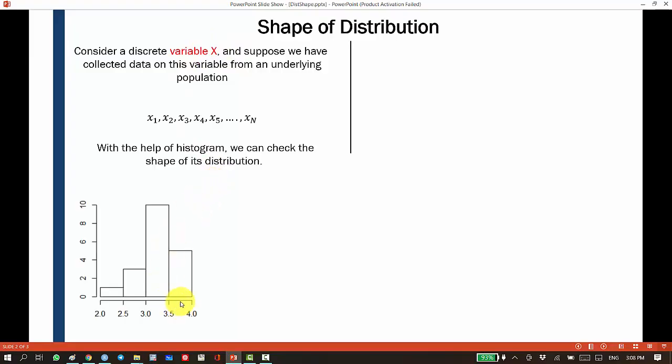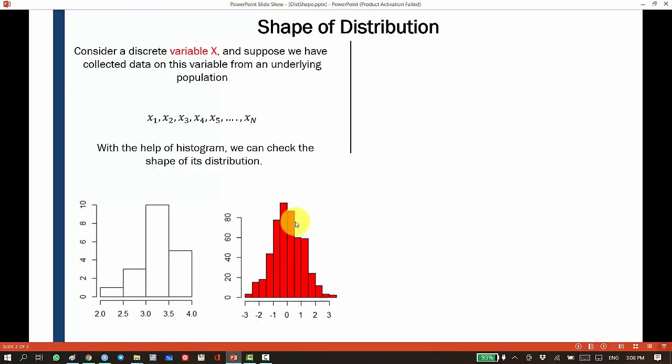The shape of the distribution could be something like this, where we have the location of high density between 3 and 3.5, or we can have kind of balanced distribution where we have majority of our observations around 0, and the left side and the right side of the distribution are kind of symmetric.